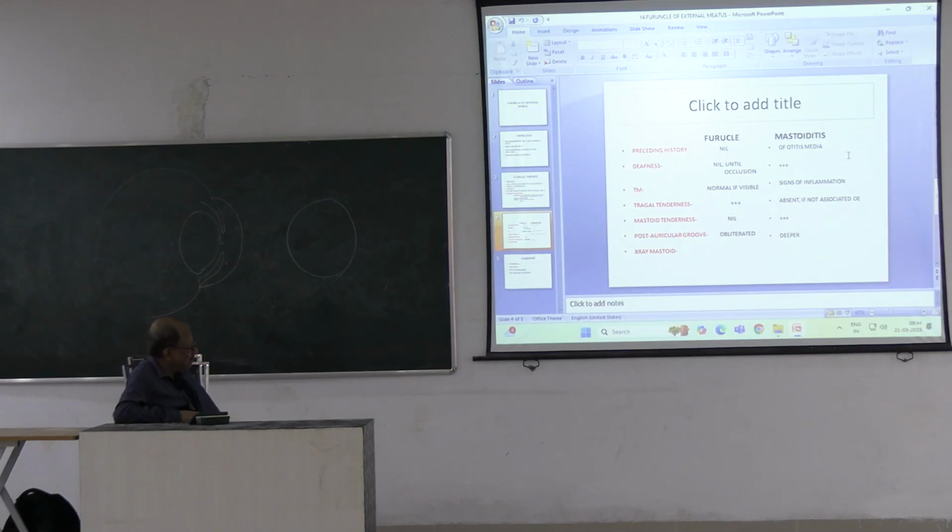Deafness nil until occlusion. In furuncle you will not have deafness unless the occlusion is complete. But in mastoiditis, there is always deafness because there is perforation of the tympanic membrane. The tympanic membrane, in case of furuncle, is intact. In case of mastoiditis, there is sign of inflammation or perforation or congestion. Tragal tenderness, I always told you before, is always positive in furuncle, but negative in mastoiditis.